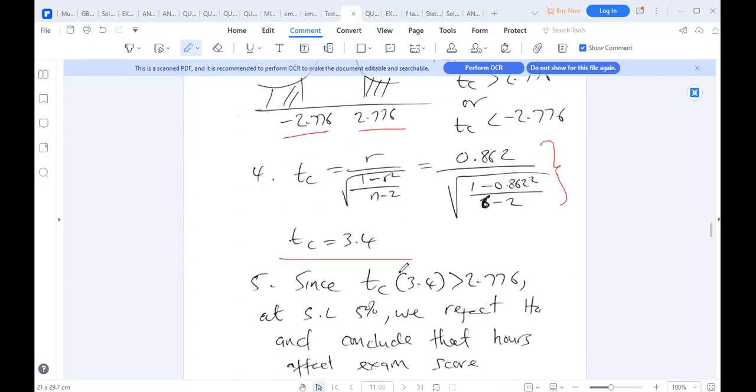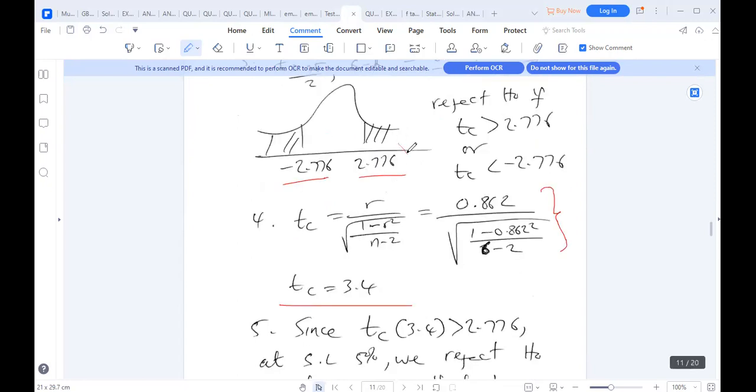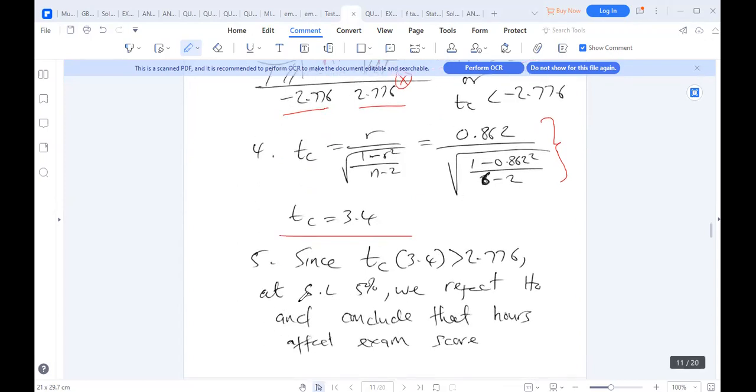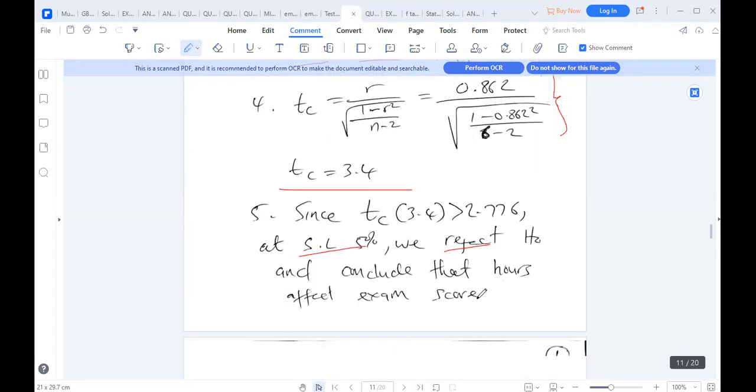Then identify where 3.4 is. It's in our shaded region there. It's called the rejection region. And this is the accept region. So since it's in the shaded region, we're simply going to at 5% reject H0 and conclude that hours affect exam score. 7 marks for this.